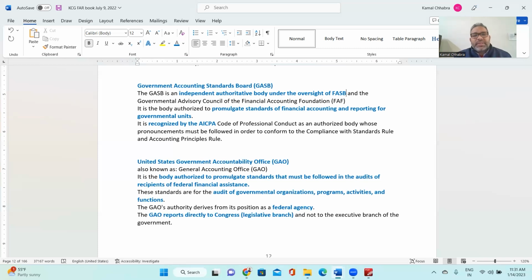The Governmental Advisory Council of the Financial Accounting Foundation is called FAF. It is a body authorized to promulgate standards of financial accounting and reporting for governmental units. It is recognized by the AICPA. Like I said earlier, it is part of the AICPA, and they also follow the AICPA Code of Professional Conduct as an authorized body whose pronouncements must be followed in order to confirm compliance with the standard rules and accounting principles. So this body also comes under the AICPA purview, and they follow the same ethical and professional standards issued by the AICPA, and they are mainly responsible for the governmental accounting standards, right? Make sense? Yes, sir. Okay.